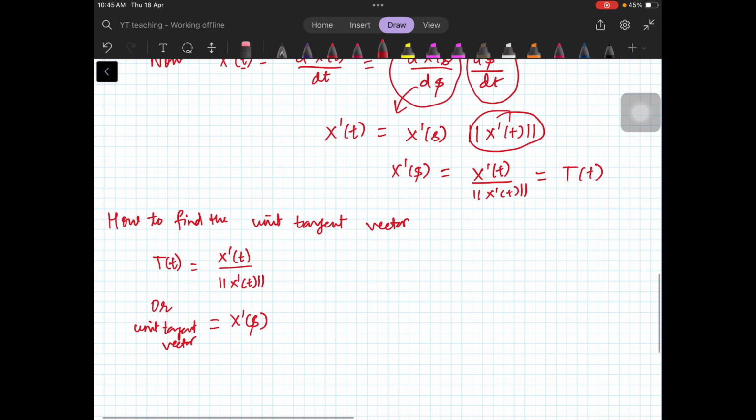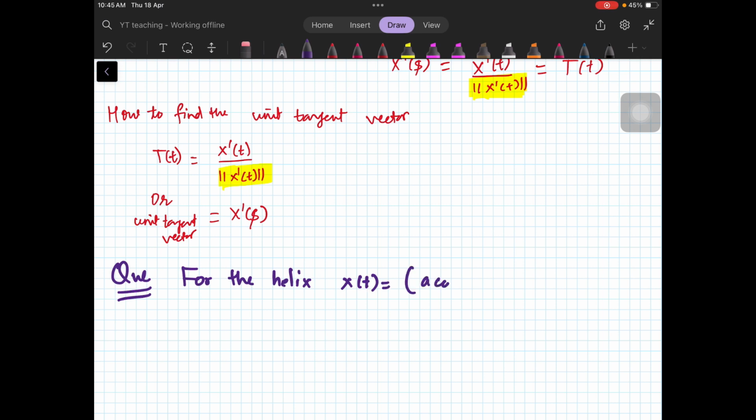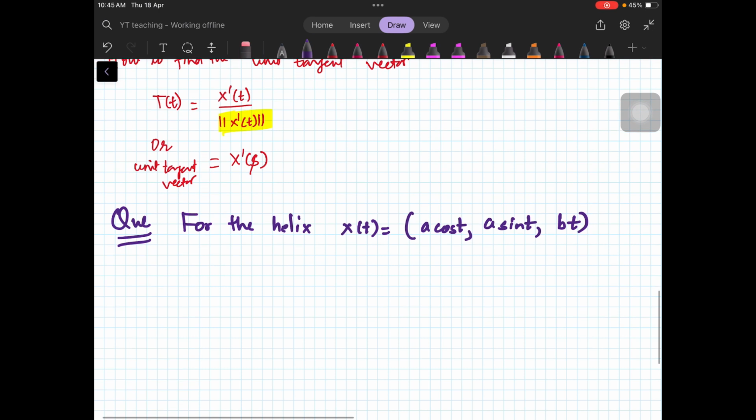And in all this, we are dividing with the modulus of x prime t. This makes sense because we are assuming that the particle never has zero velocity when it is moving along the curve. Now look at this problem. For the helix x(t) equals a cos t, a sin t, bt.